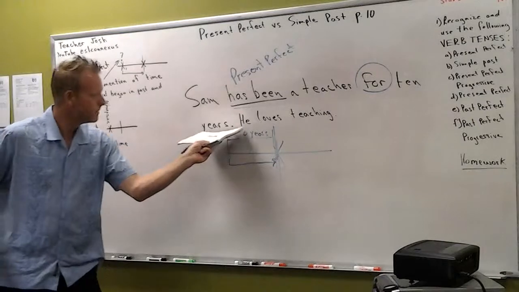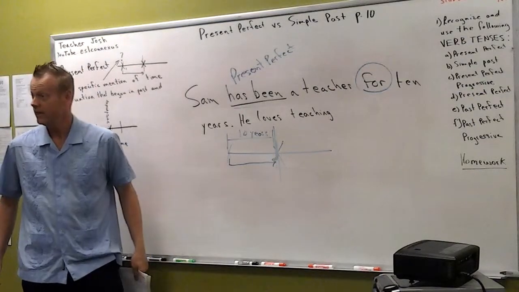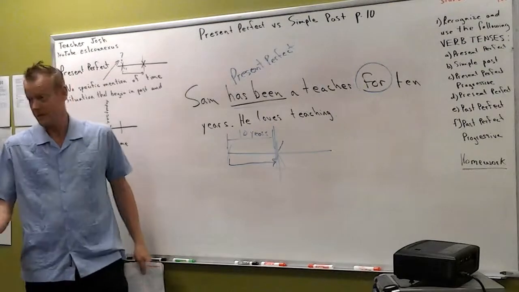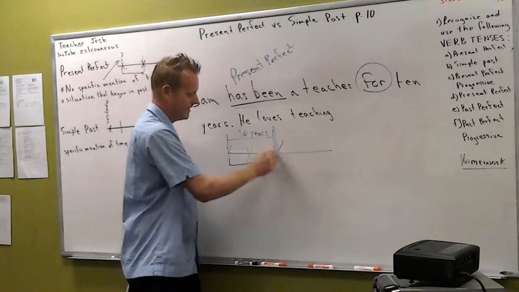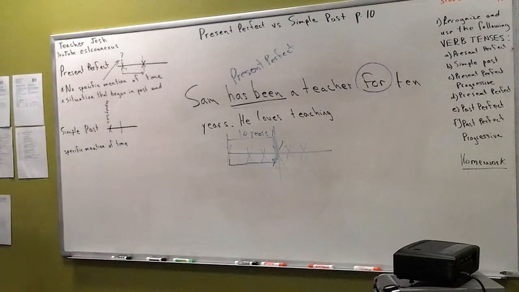Okay, what tense is this, by the way? He loves, present. He loves teaching. See, simple present looks like this, doesn't it? It's just a statement of truth. So the whole time he's been teaching, even now and probably into the future, he still loves teaching. He's always going to love teaching. Okay. All right, look at D.